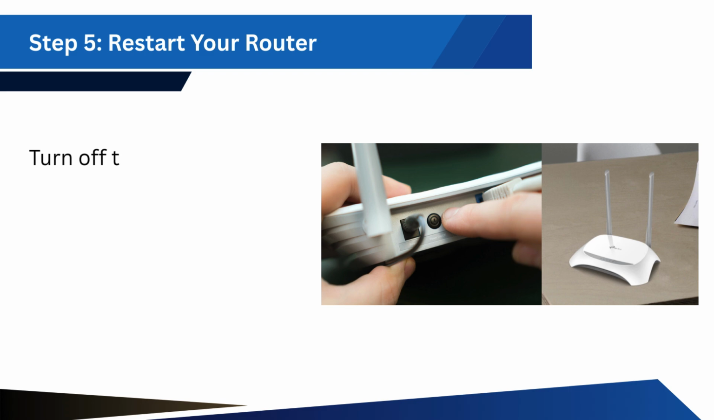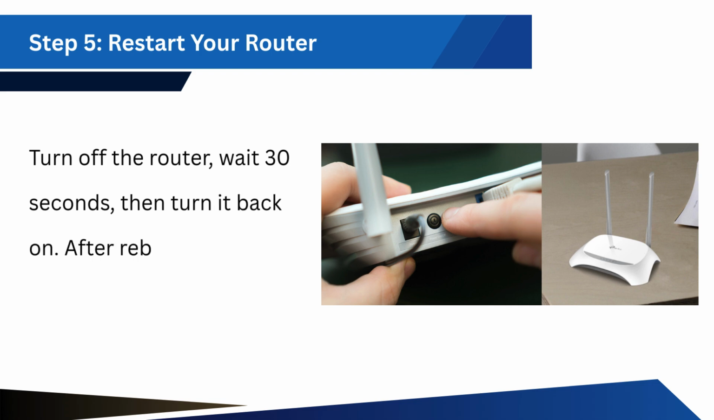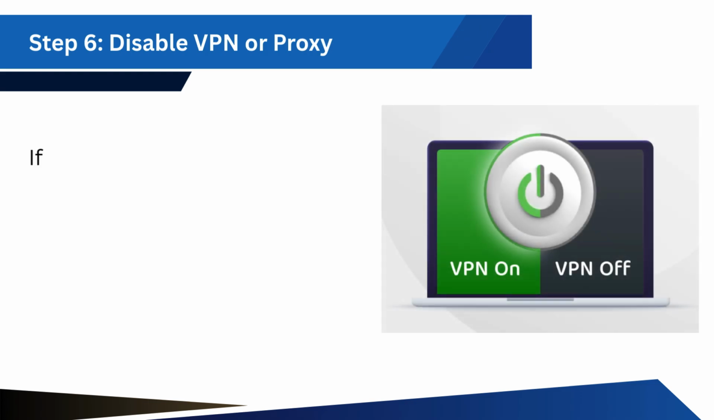Step 5. Restart your router. Turn off the router, wait 30 seconds, then turn it back on. After reboot, try accessing 192.168.1.1 again.